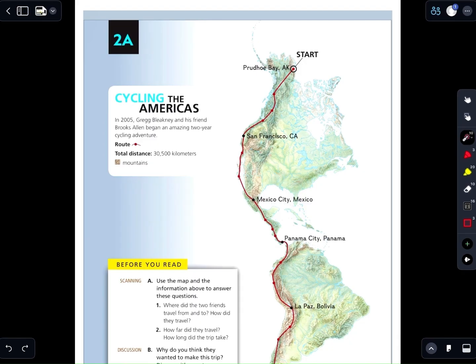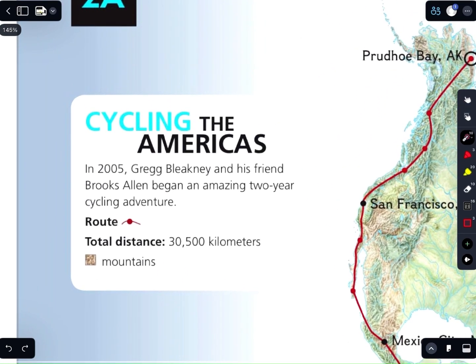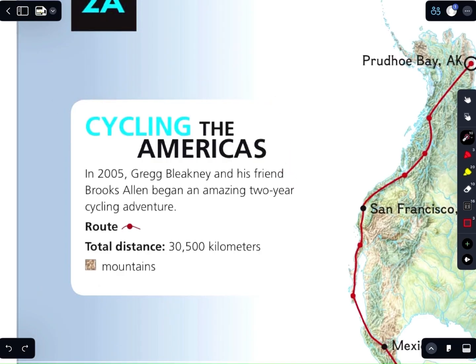This is the infographic here for Unit 2A. We can see that it is just a map with some information. So an infographic is usually a picture with information, with some text telling you something. All right, let me just zoom in here. Cycling the Americas. In 2005, Greg Bleakney and his friend Brooks Allen began an amazing 2-year cycling adventure.